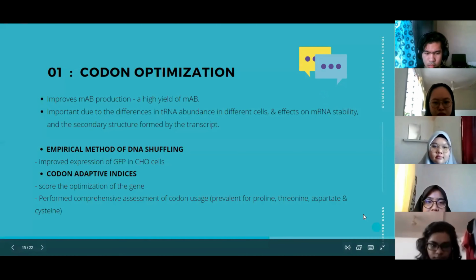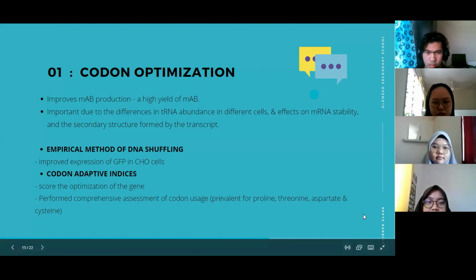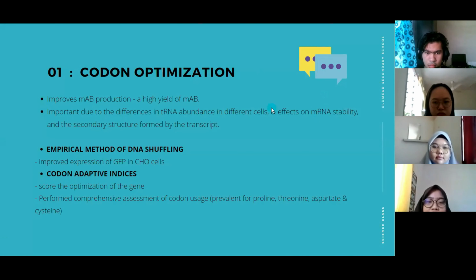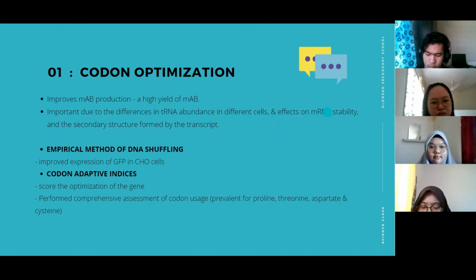So the earliest attempt for codon optimization is through the empirical method of DNA shuffling, which improved the expression of GFP in CHO cells. The new system called codon adaptation index is able to score the optimization of the gene from the value of 0 to 1. So the closer the value to 1, it indicates the higher expression of the gene. It also performs a comprehensive assessment of codon usage, which is prevalent for choline, threonine, aspartate, and cysteine. Next slide, please.